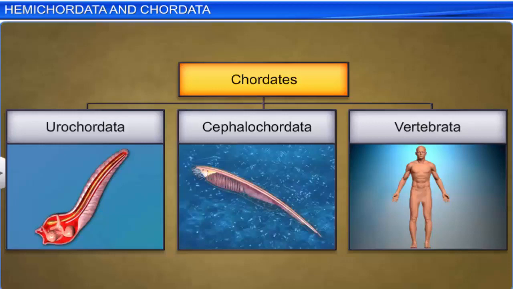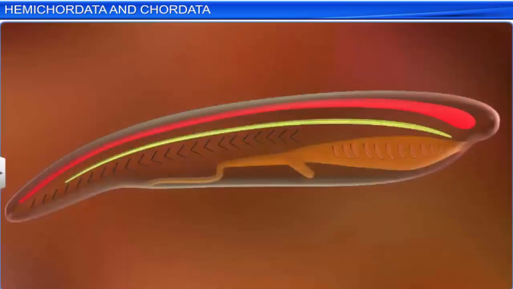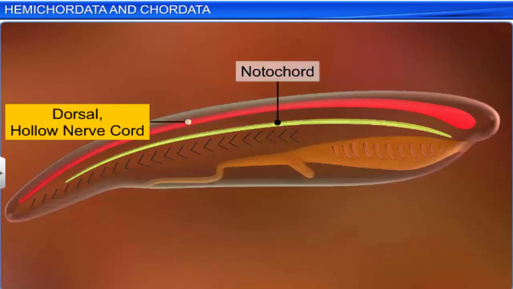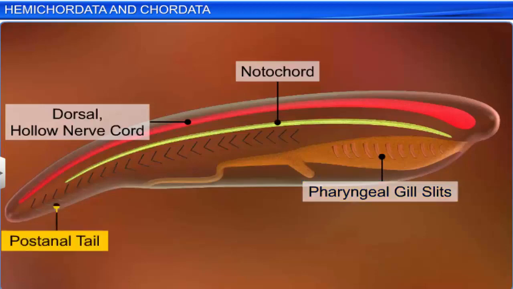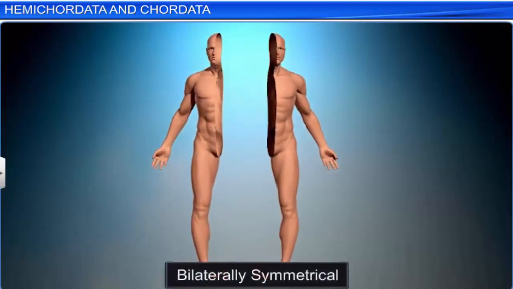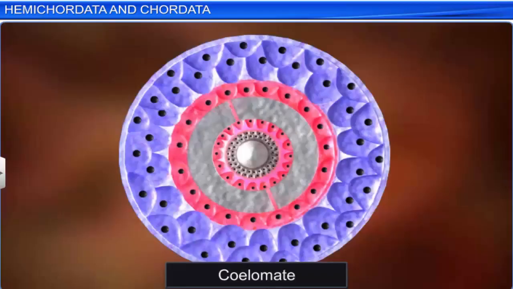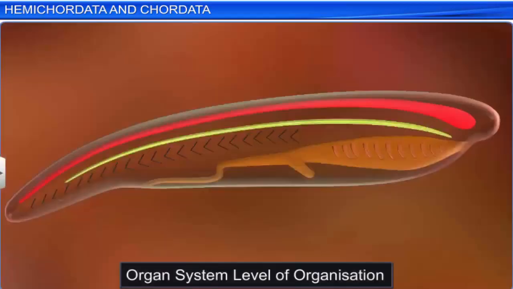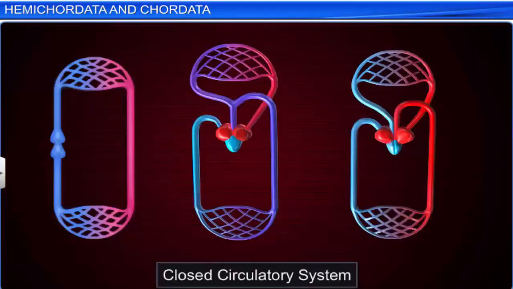Now, let's take a look at the characteristic features of phylum Chordata. Chordates are animals with a notochord, a dorsal, hollow nerve cord, paired pharyngeal gill slits, and a postanal tail. They are bilaterally symmetrical, triploblastic, coelomate animals with an organ system level of organization and a closed circulatory system.